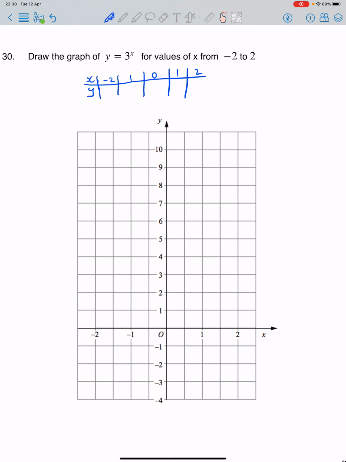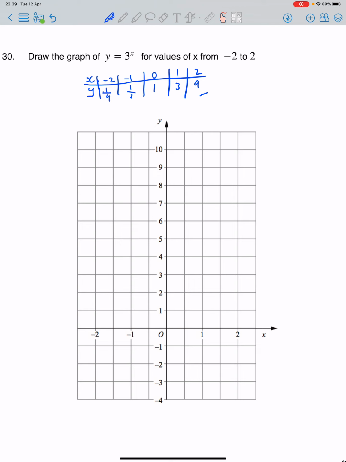If x is equal to, let's start from the right-hand side actually. If x is equal to 2, y is equal to 3 squared, 3 to the power of 2, which is 9. If x equals 1, then y is equal to 3 to the power of 1, which is just 3. And then as we go left, we're just dividing by 3 each time. So for x is 0, we have y equals 3 to the 0, which is 1. Again, dividing by 3, this should be -1. When x equals -1, we have 3 to the power of -1. So we divide the 1 by 3 on the right-hand side, which gives us a third. And then for x equals -2, we have 3 to the power of -2. Dividing that by 3, we get 1 over 9.